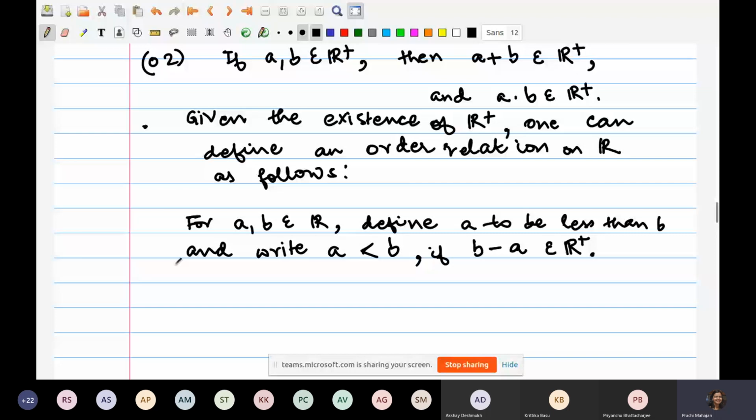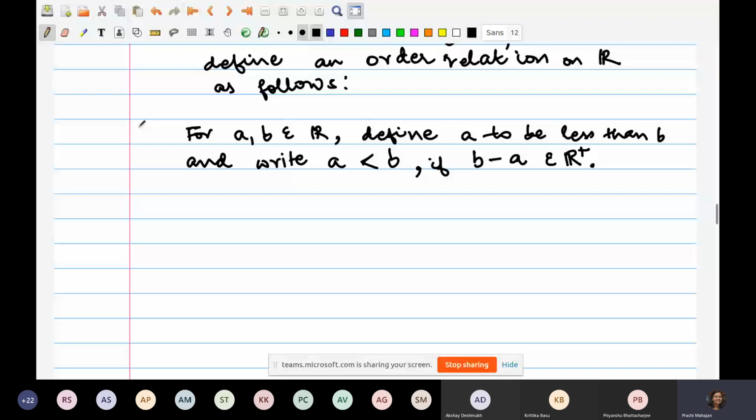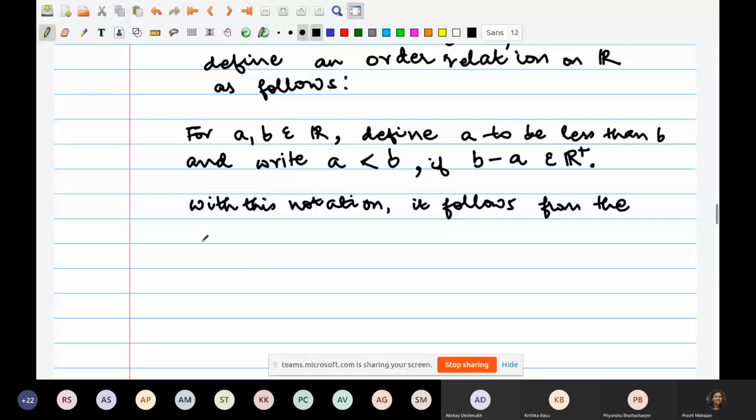I can write something more. Let me make the following point. Let me write that down and then I'll try to explain it. With this notation, A is less than B, I say that it follows from the algebraic properties of R that I can describe this non-empty subset of R.